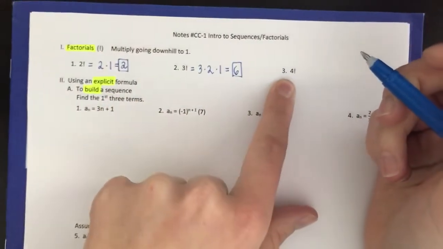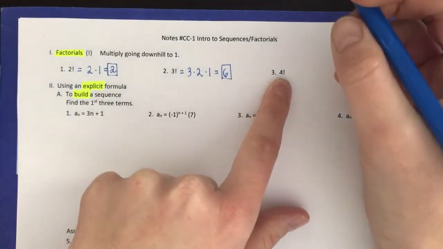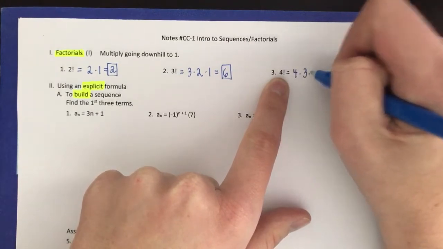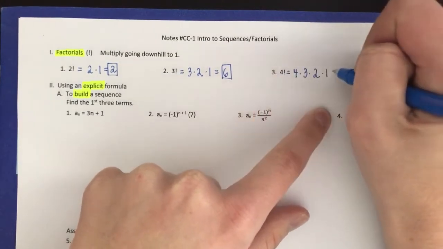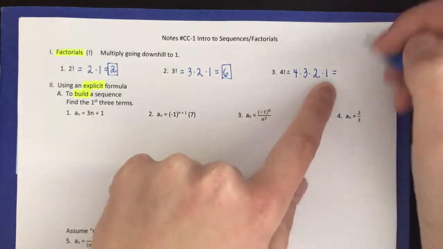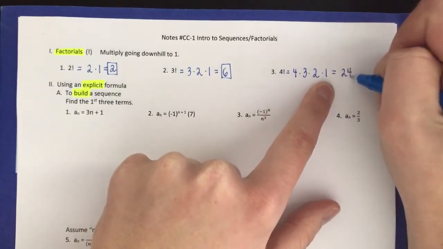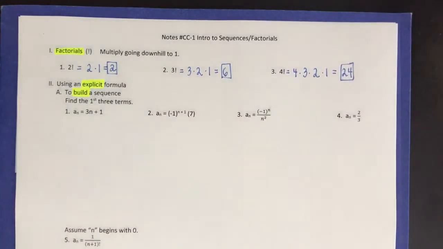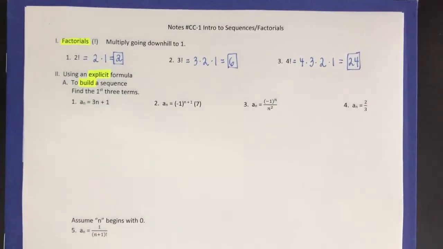All right, and then last example for factorials, number 3 is 4 factorial, which means 4 times 3 times 2 times 1, which would equal 12 times 2, which would be 24, and of course 24 times 1 would be 24. All right, so that's about it with factorials. We'll be using them today within the assignment.